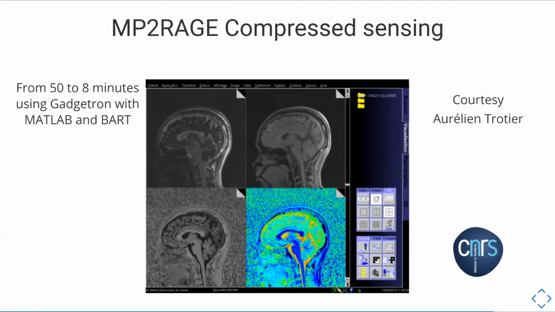For instance, the people at CNRS had a reconstruction developed in MATLAB and BART for doing MP2RAGE compressed sensing. They want to do T1 mapping of the brain, and with the MATLAB gadget, they could just put that into Gadgetron, put it on the scanner, and what you see here is actually the T1 map on the Siemens console.